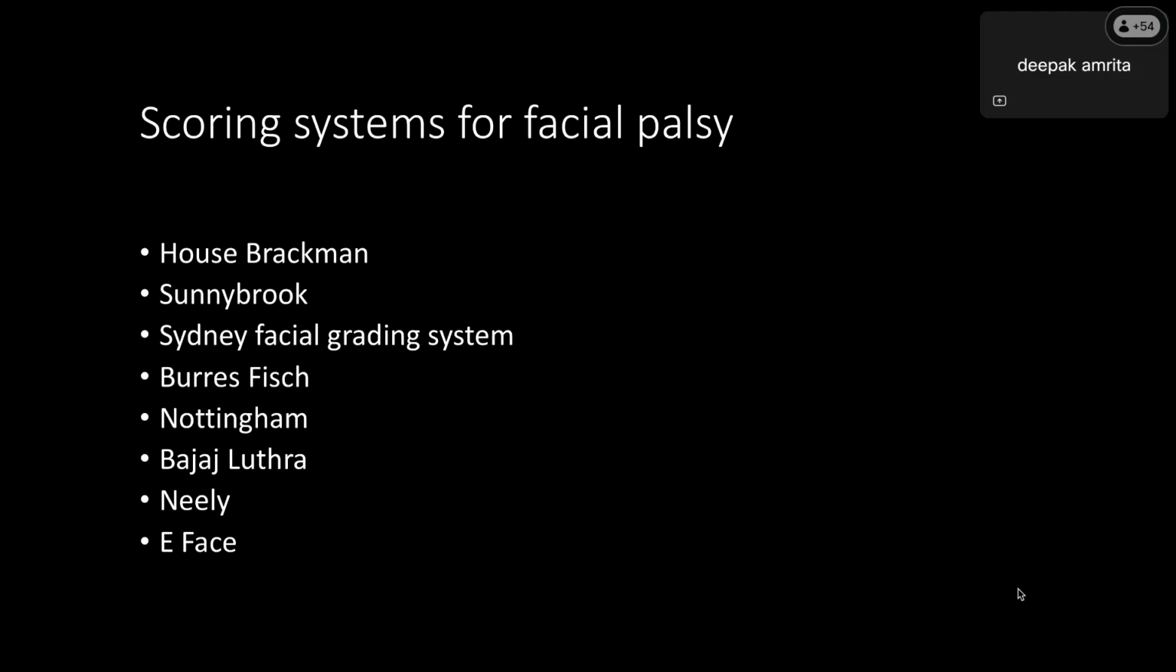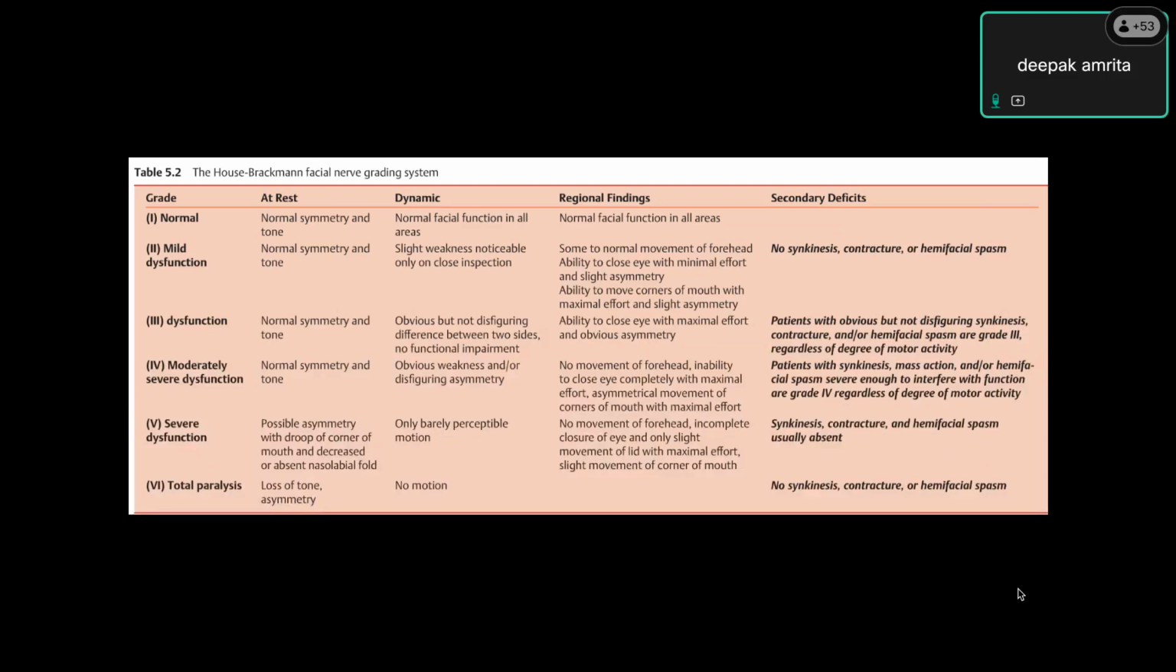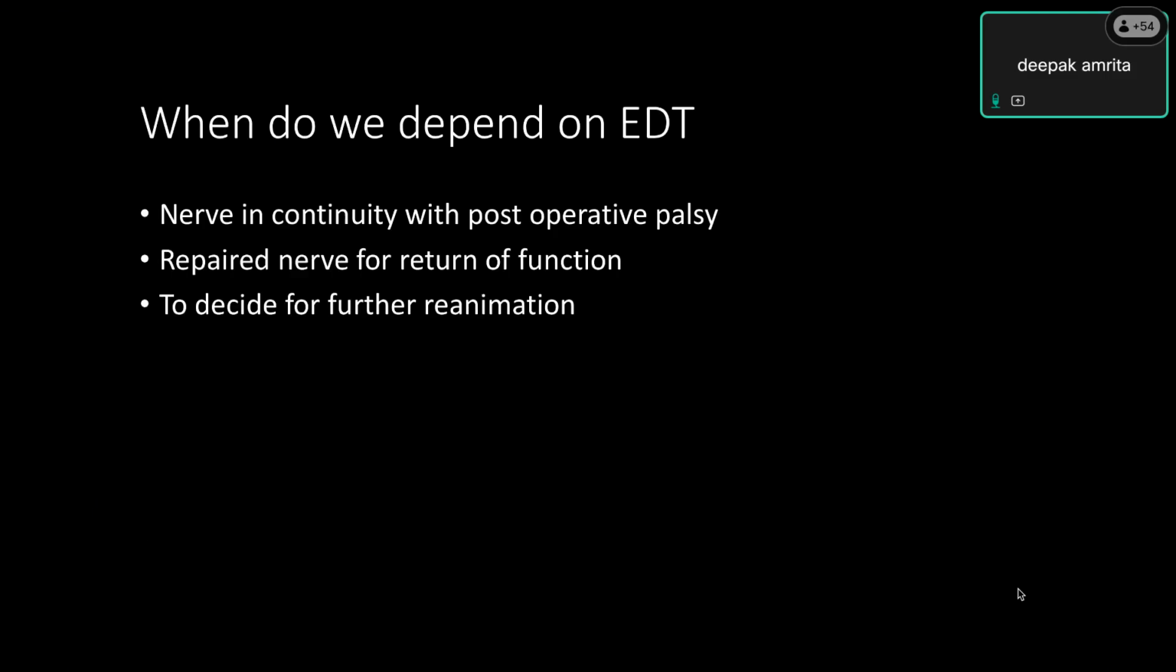And there are several scoring systems for facial palsy: House-Brackmann, Sunnybrook, Sydney Facial Grading System, FACE, Nottingham, Bajaj Luthra, Neely, and the most recent, the electronic scoring system called eFACE. Now, this is the House-Brackmann facial nerve grading system. Many of you would know what this is. Grade 1 is normal and 6 is total paralysis. And we can use this to grade the improvement that we observe following facial reanimation.